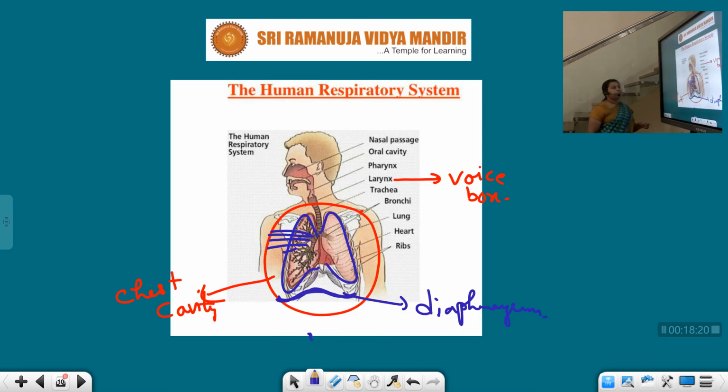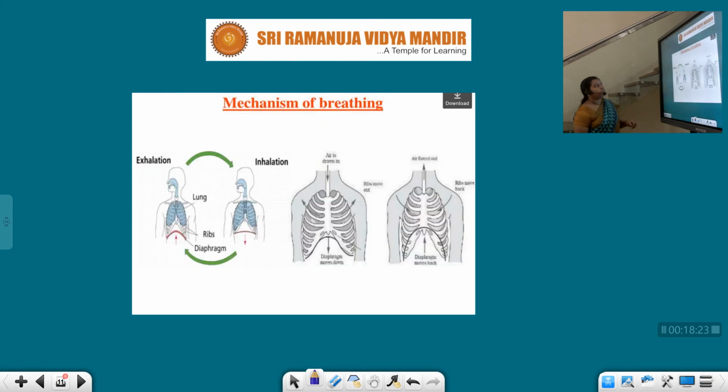Okay, mechanism of breathing. Once again, here they gave exhalation, inhalation. Okay, during exhalation, the pattern of our diaphragm is curved. The diaphragm moves down, and this is the diaphragm moving back.